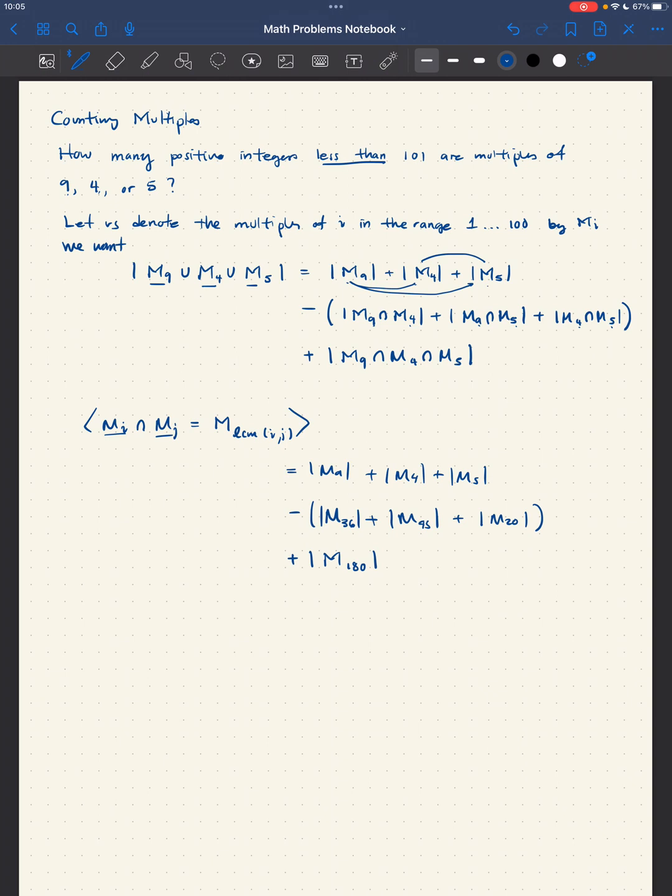But then now it's just a matter of counting. Because what is this? Well, I'll compute, right? What are the multiples of 9 in this range? Well, simple division, computing the floor of that fraction, plus the floor of this fraction, plus the floor of this other fraction. And to that I subtract the floor of this fraction, along with the floor of this fraction, along with the floor of this fraction. And finally, I incorporate back the floor of this one.